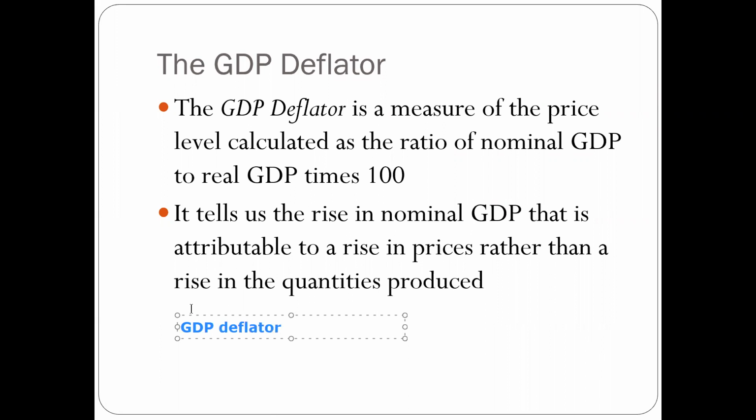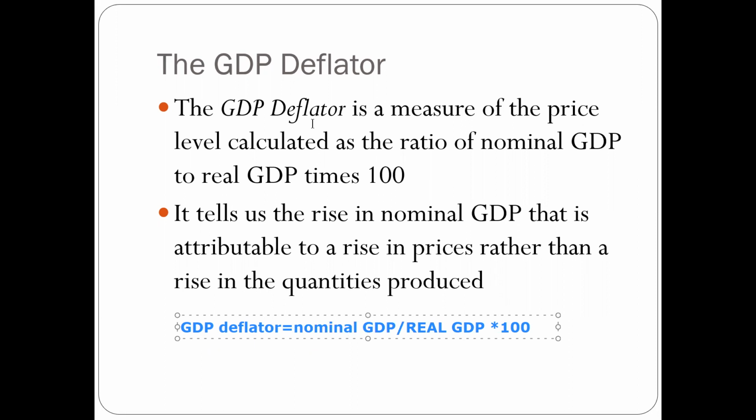We can compute the GDP deflator by taking nominal GDP divided by real GDP multiplied by 100. So when we have a nominal GDP divided by real GDP multiplied by 100, we get the GDP deflator. So the change in the GDP deflator from one year to another reflects the inflation rate.